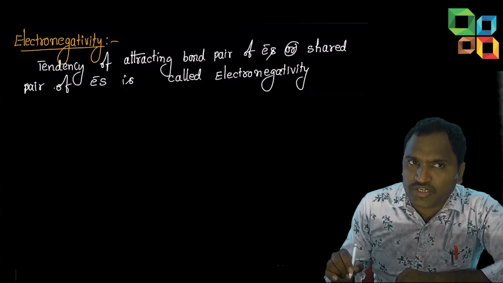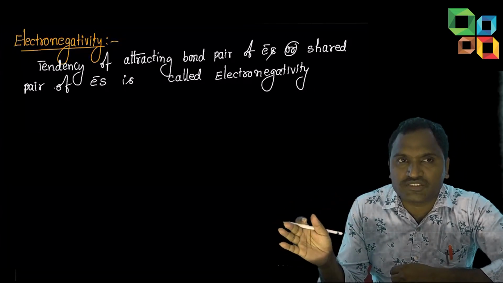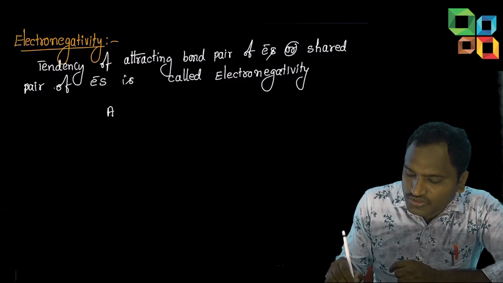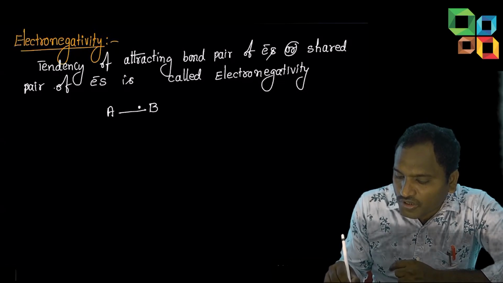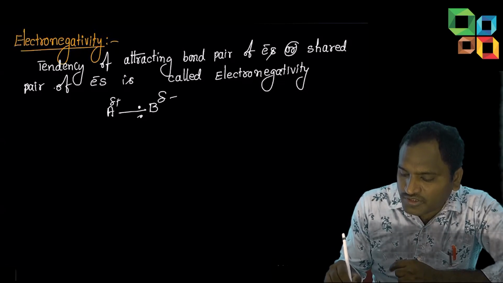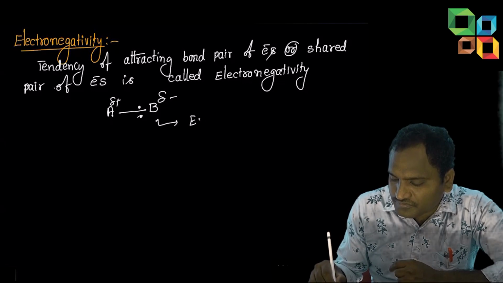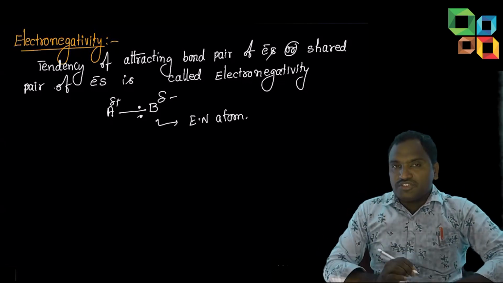So this is a bonding property. The rest are all isolated properties. Individual atoms we'll discuss. Here it is a bonding property. So here AB is one molecule formed by a bond. If B is more electronegative, this bond pair of electrons will come closer to B. So A will get a partial positive charge and B will get a partial negative charge. So B is the electronegative atom, and its electronegativity is more.